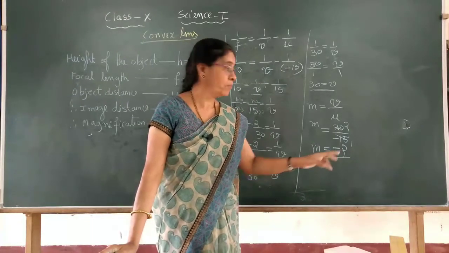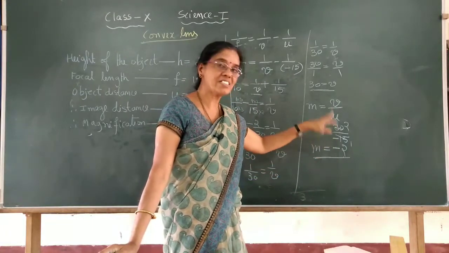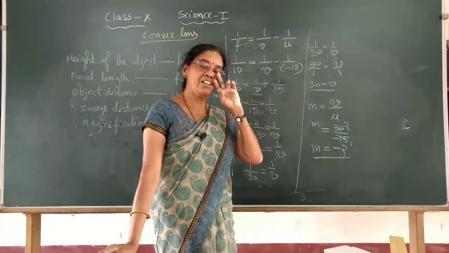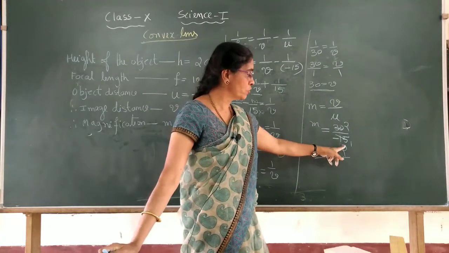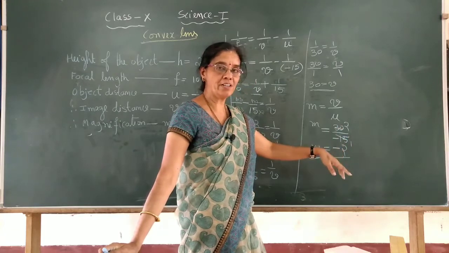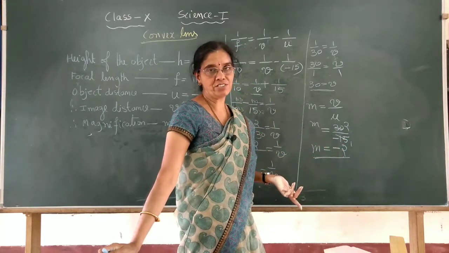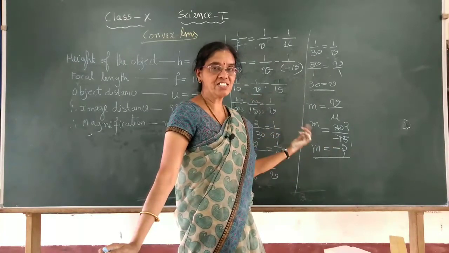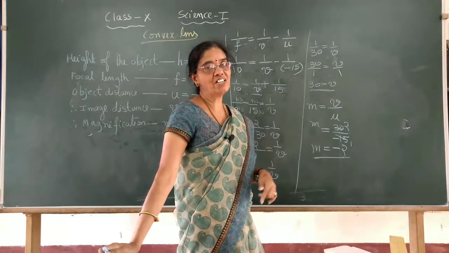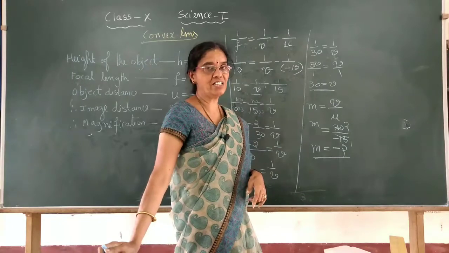Now minus indicates that negative number indicates the image is real. Magnification negative indicates the image is real, and we will get the real image, and the number 2. The 2 indicates it is bigger than 1, so it is magnified image. Real image, magnified image. Since it is real image, we will get the inverted image. Okay, we will get the inverted image.